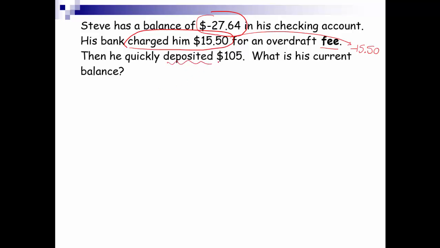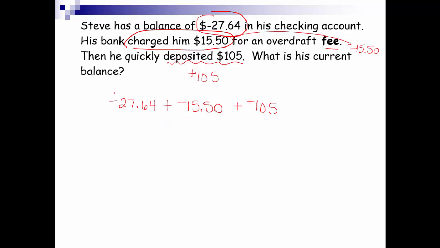Then he quickly deposits $105. If you're depositing, that's an addition. So he's going to add on $105. So what he has is right now he has negative $27.64. To that, he gets charged $15.50, so he's going to add on a negative $15.50. Then finally, he's going to deposit $105, so he's going to add on a positive $105.